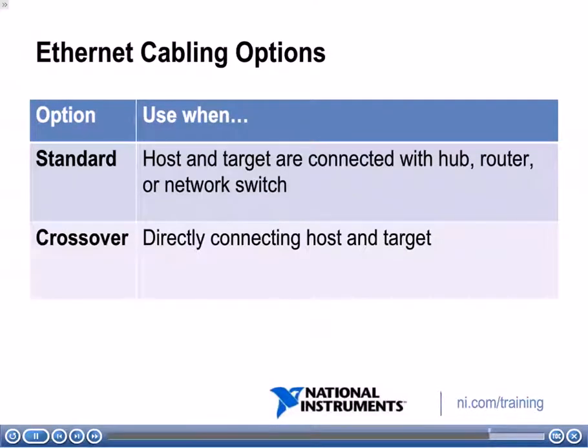Now let's talk about Ethernet cabling options. Let's talk about the use case where your host computer and your real-time target are both connected to a hub, router, or network switch. If this is what you're doing, then the type of cable you want to use is a standard Ethernet cable. These are typically cables that look blue. Now let's say you are using the setup where you're connecting your host computer directly to your real-time target. In this case, you would want to use a crossover Ethernet cable. The difference between a standard Ethernet cable and a crossover Ethernet cable is pretty small: with the standard Ethernet cable, the wiring goes straight through, and on a crossover cable, two of those wires are flipped.